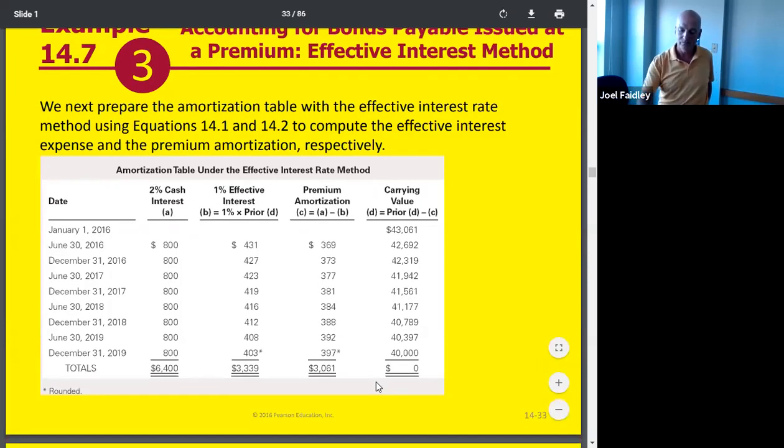And so 43,061 minus what? 369 gives me what? 42,692. That's my new balance for the next time. Then 427 is 1% of 42,692, right? See how easy that is?